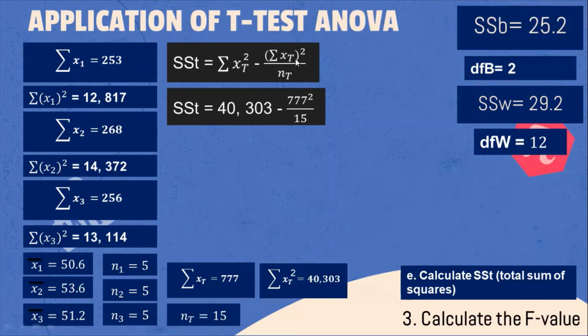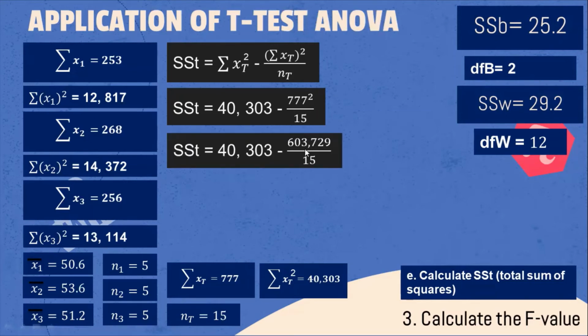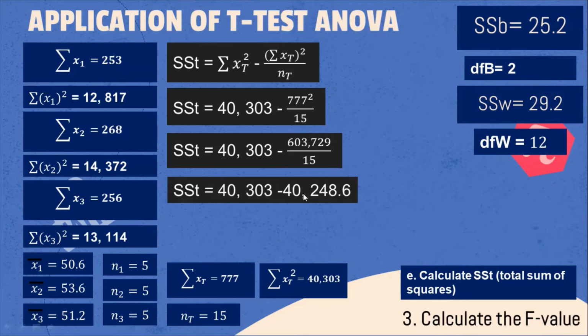minus the square of the summation of x sub t, which is 777, over n sub t, which is 15. The first step, 777 squared, that is 777 times 777, the answer is 603,729. Then divide this by 15, that is 40,248.6. Then subtract, SST is equal to 54.4.